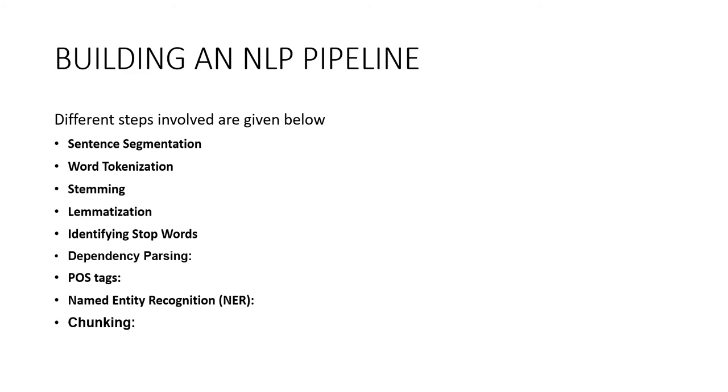While building an NLP pipeline, these are all the steps you have to follow: sentence segmentation, word tokenization, stemming, lemmatization, identifying stop words, dependency parsing, POS tags, named entity recognition or NER, and chunking. We discussed these steps in detail in the last video. You can go through that video.